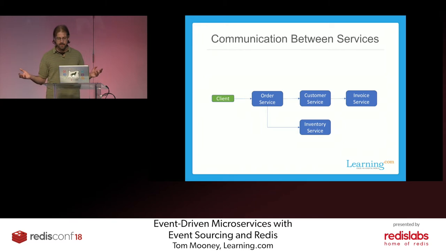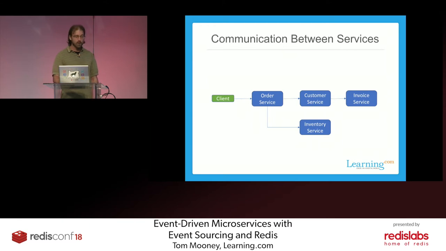So great, we've got this set up. We're making HTTP calls between all of these to update their data stores when an order comes in. Everything's perfect, except there are some issues with this. First of all, these services are all really tightly coupled. They all need to know about each other. They need to know what the API is on each of those. The order service has to know about the customer service, which has to know about the invoice service, and on and on. So we've lost one of our main benefits of microservices, which is loose coupling between our services.